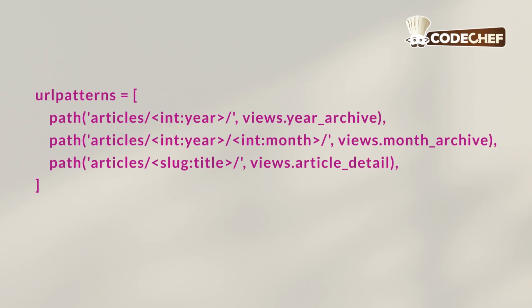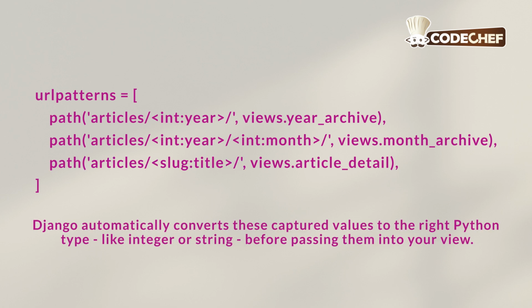So here is another example. Here we see that we have some URL patterns in this urls.py file. Here we have the path called articles followed by year, which is an integer. So here the path converter int is used. And similarly, here we can see that we have int year and int month. And here we have slug title, which is for the slug path converter. So whenever you use these path converters, Django will automatically convert these captured values to the right Python type, like integers or strings, before passing them into your view.